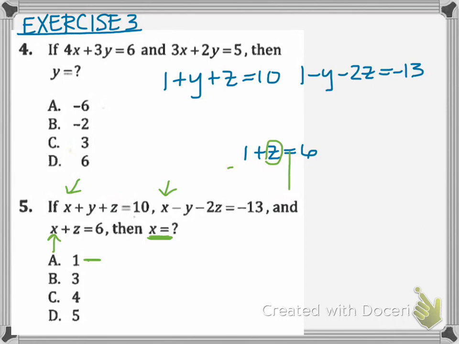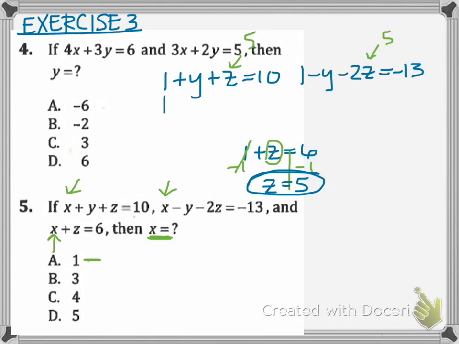All I have to do is move that 1 over by subtracting it from both sides. So z equals 6 minus 1, which is 5. Now that I know the value of another variable, I'm going to go ahead in my other equations and put 5 where z is. And then I can solve both of those for y. If I get the same y value in both of those, then I know a was my answer. So let's see what happens.